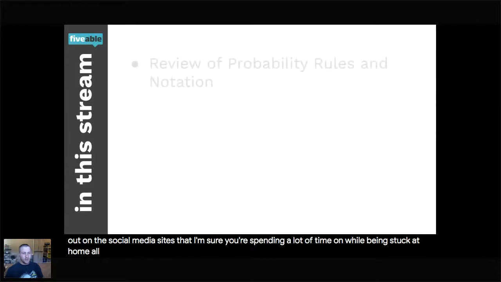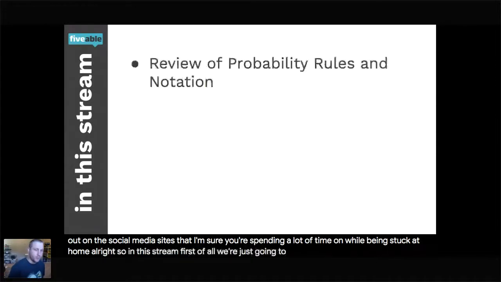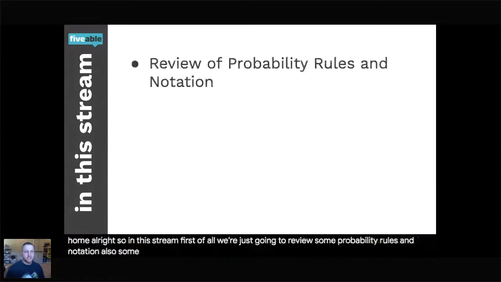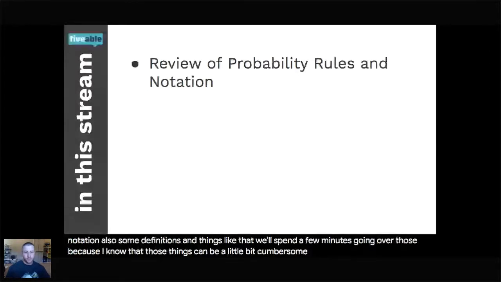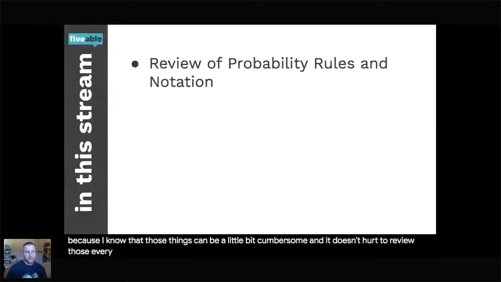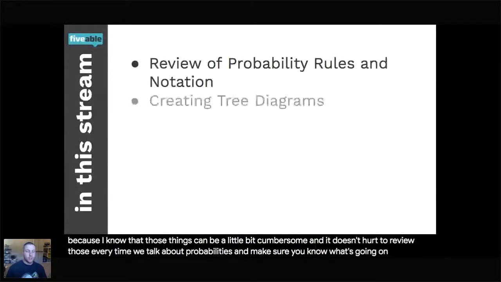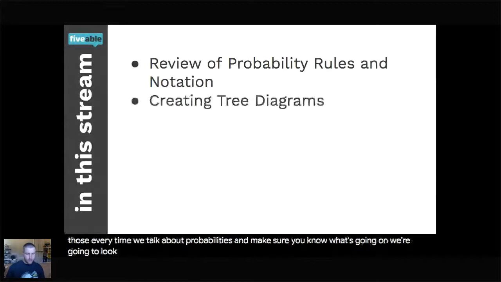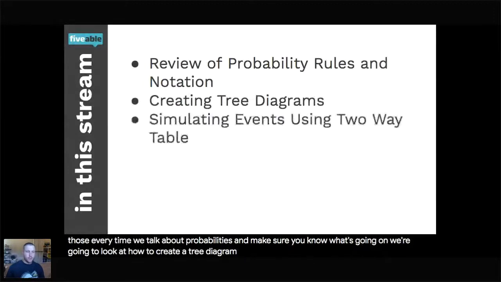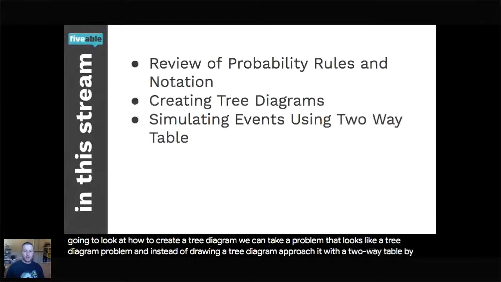So in this stream, first of all, we're just going to review some probability rules and notation, also some definitions and things like that. We'll spend a few minutes going over those because I know that those things can be a little bit cumbersome, and it doesn't hurt to review those every time we talk about probabilities and make sure you know what's going on. We're going to look at how to create a tree diagram. Then we're going to look at how we can take a problem that looks like a tree diagram problem, and instead of drawing a tree diagram, approach it with a two-way table by doing a simulation.